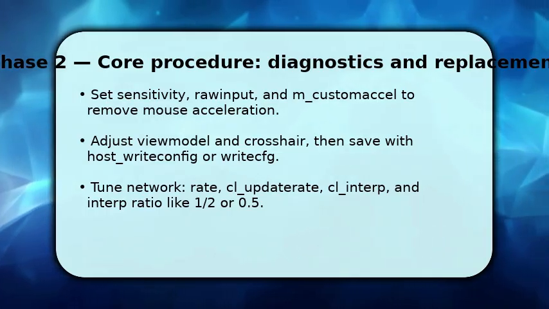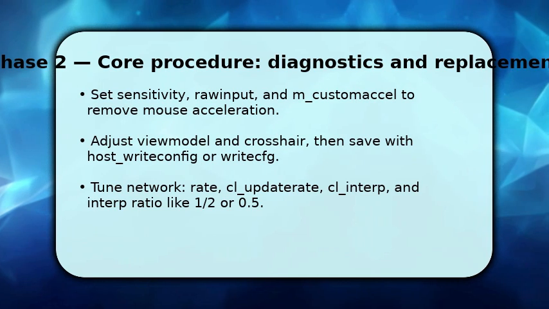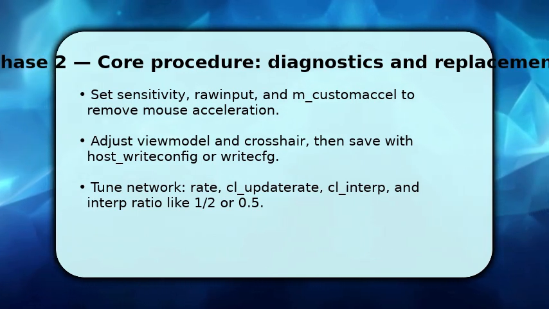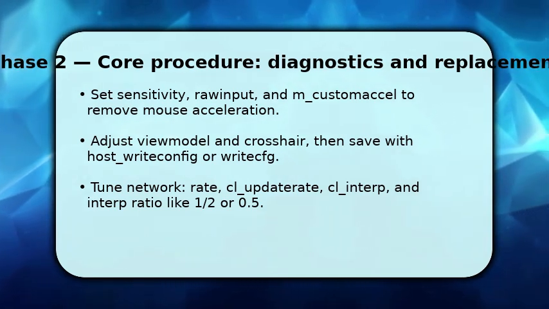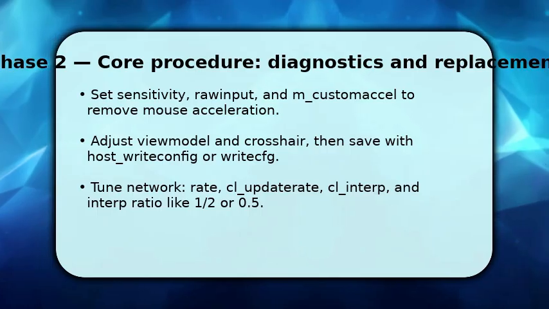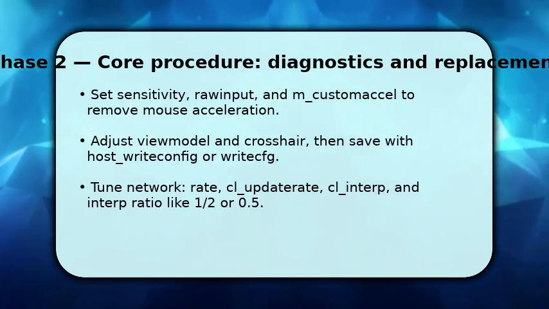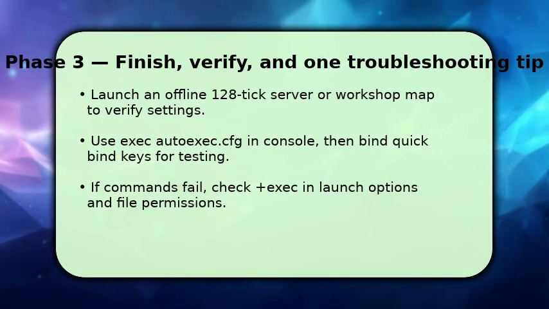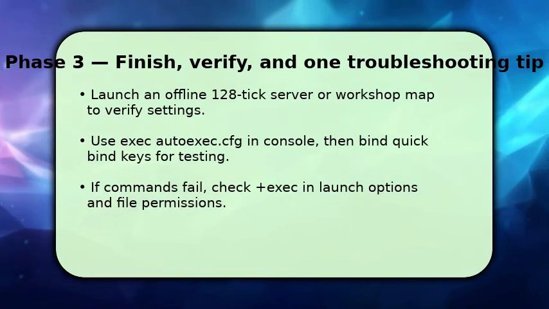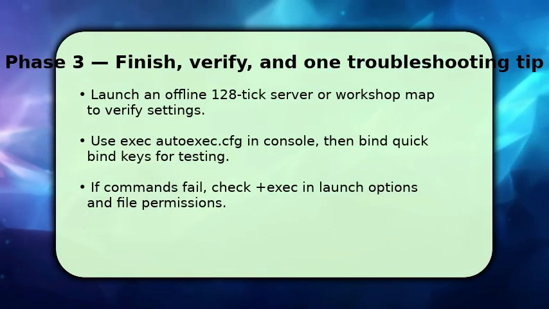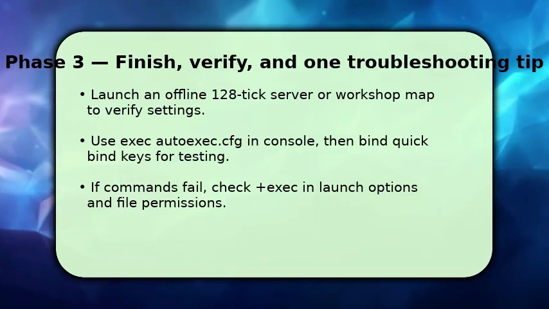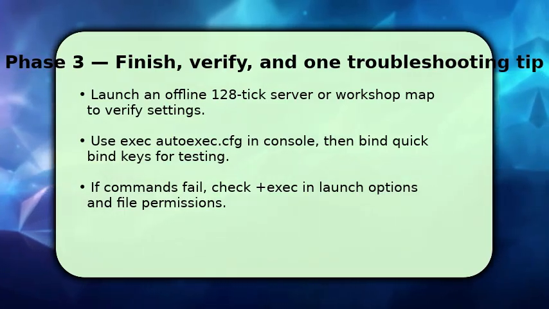Finally, optimize network values: rate, cl_updaterate, and cl_interp, because smooth hit registration depends on matching server tick and interpolation ratios. Make incremental changes and test. Finish by launching an offline 128 tick server or an aim map to validate your config. Practical testing reveals unintended side effects fast.